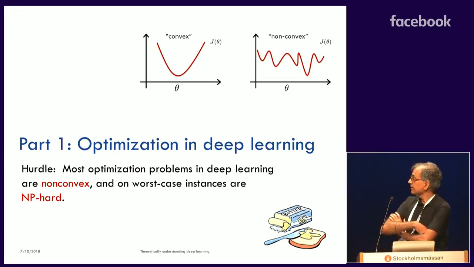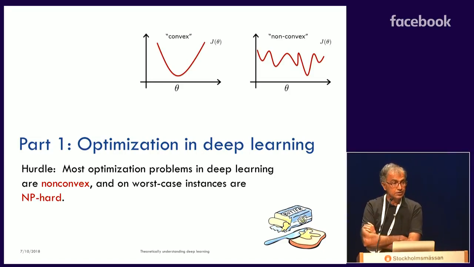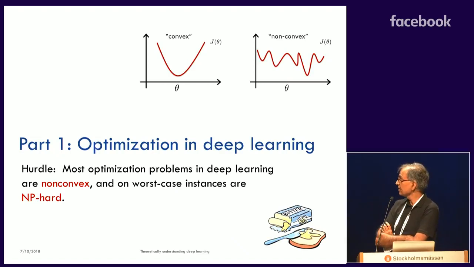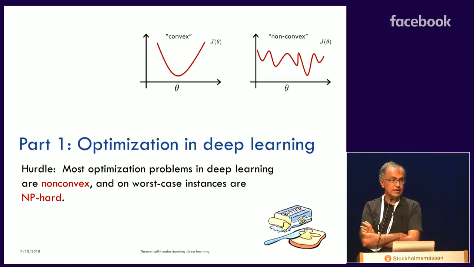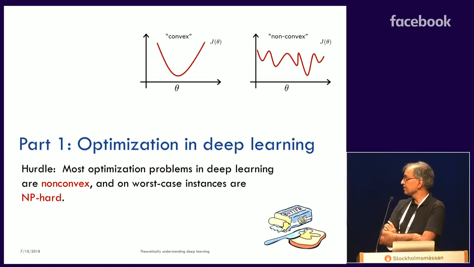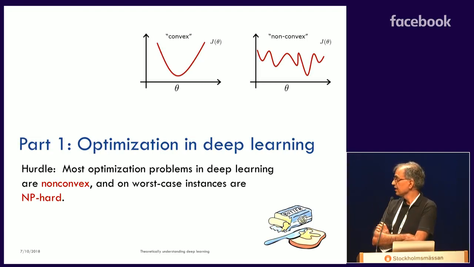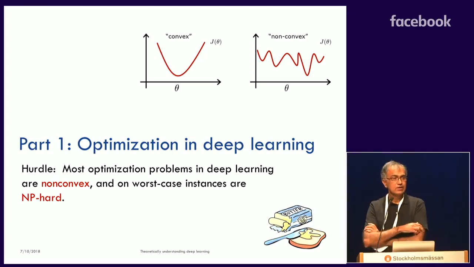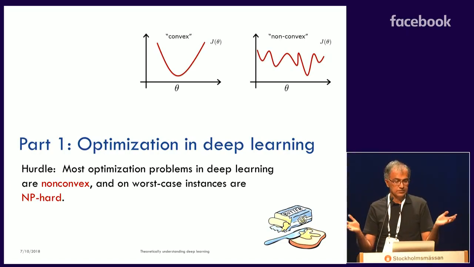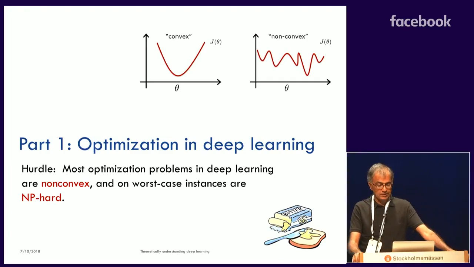As I indicated, the hurdle in developing the theory of optimization for deep learning is that most of these optimization problems, even simple subcases, are non-convex. And if you are interested in computational intractability, then on worst case instances, most of these problems are NP-hard or some such hardness notion. So you don't expect to have a provably polynomial time algorithm for these problems, at least on worst case instances. So how do you proceed with that?